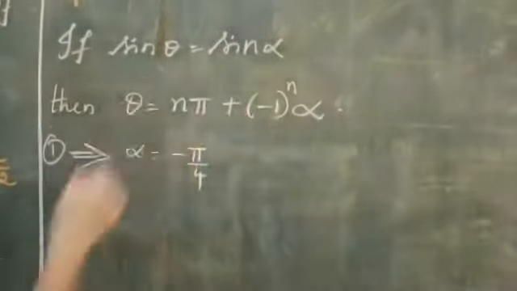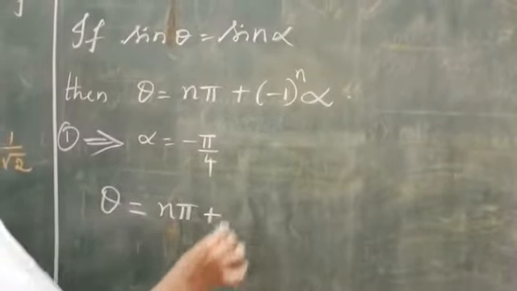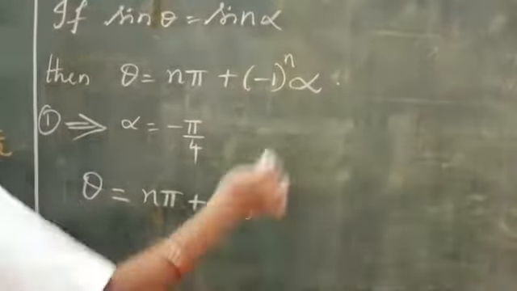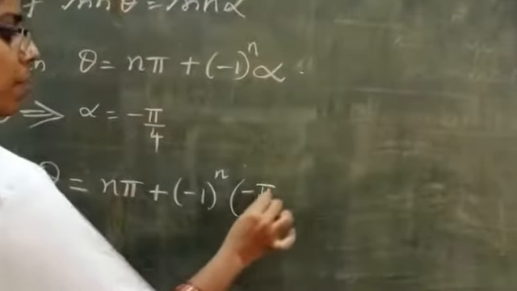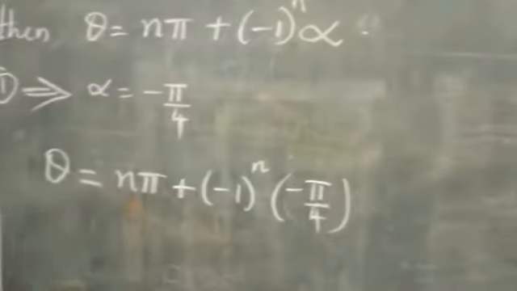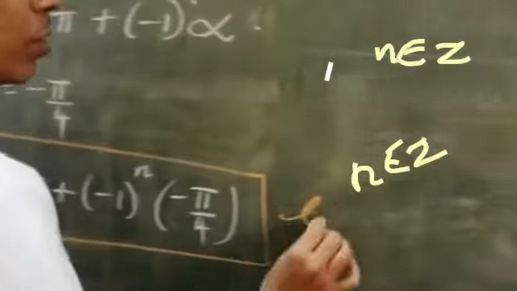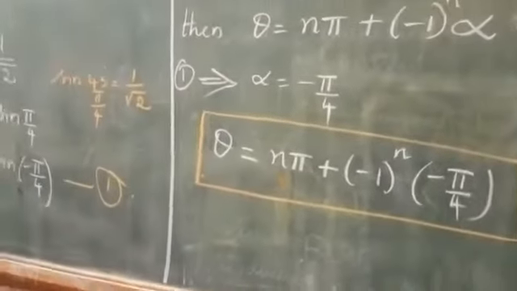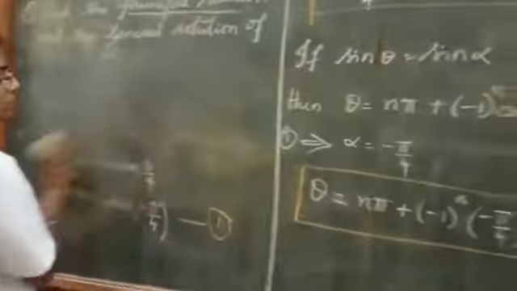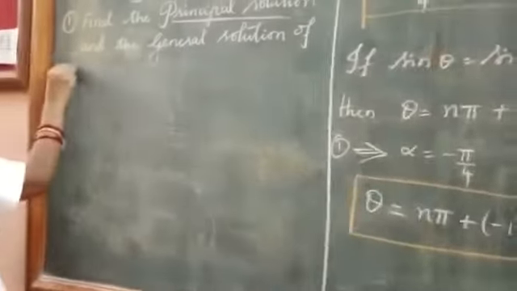So substitute in this equation. Theta is equal to n pi plus minus 1 the whole power n, and in the place of alpha, just substitute its value, minus pi by 4. So this is said to be the general solution of the given equation. Next, let us see second subdivision.